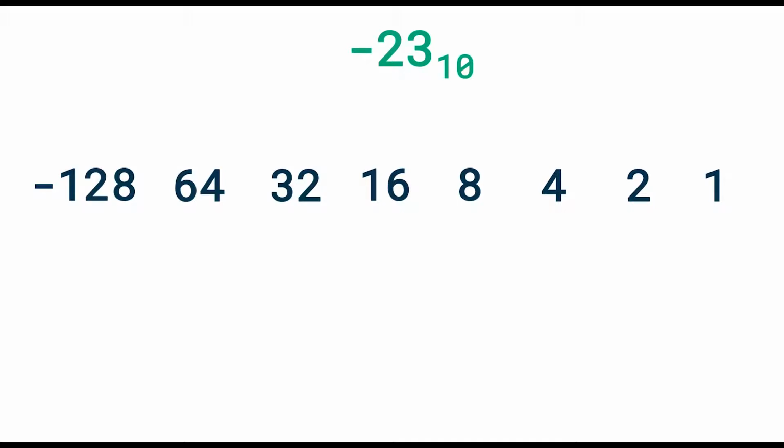Let's try and make minus 23 into a 2's complement binary number. The first thing we need to do is make the number negative. And to do this, we need to put a 1 in the minus 128 column.